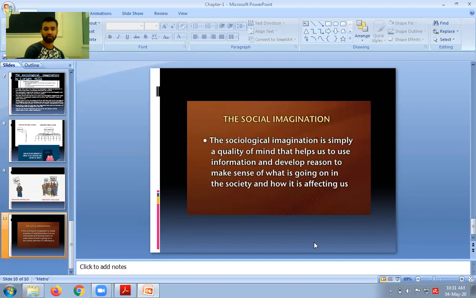The sociological imagination is simply a quality of mind that helps us use information and develop reason to make sense of what is going on in society and how it is affecting us. That's what this particular subject gives us. It gives us that quality in our mind to understand the information and really understand what is going on in society and how it is going to affect us, because every personal trouble becomes a public issue, and every public issue affects us in one way or another, and that's what we need to understand, right? I'm sure you have understood the first concept of this particular chapter.